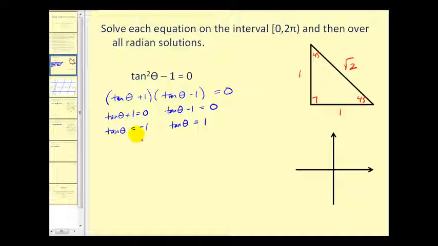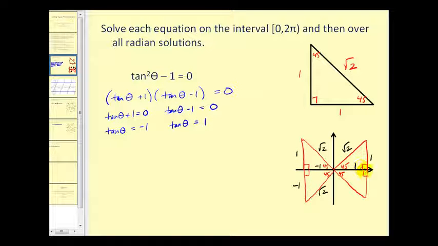Since we want to know where tangent theta is equal to negative 1 or positive 1, we're going to have to sketch a 45-degree reference angle in each of the four quadrants. Now we'll label each side of each reference triangle. First quadrant, everything is positive. The second quadrant, x is negative, y is positive. The third quadrant, they're both negative. And in the fourth quadrant, x is positive, y is negative.